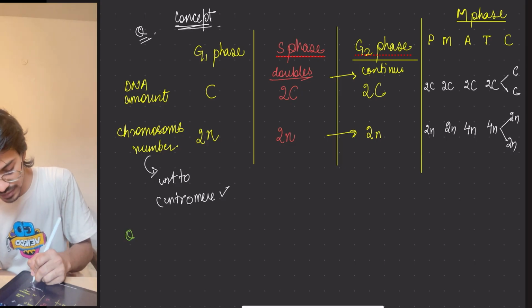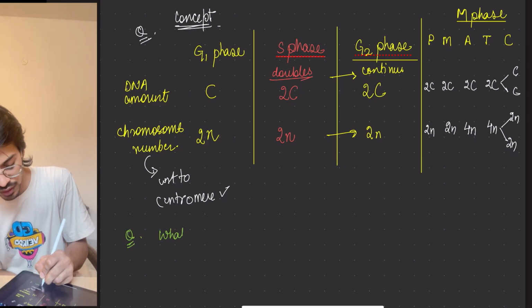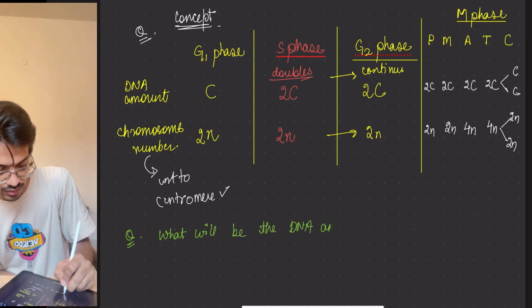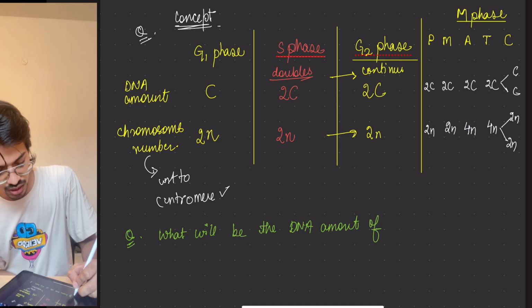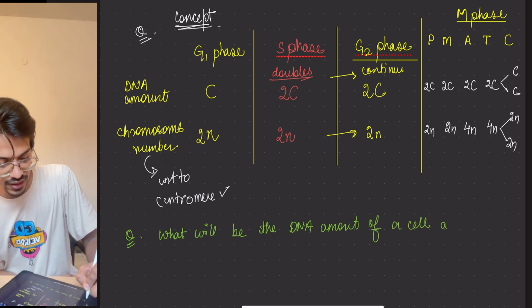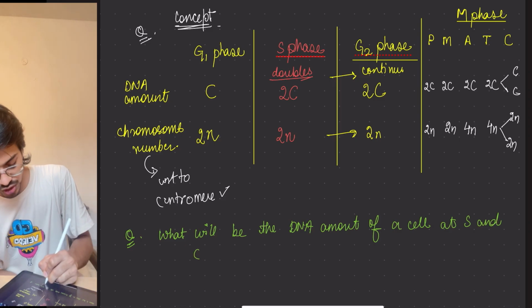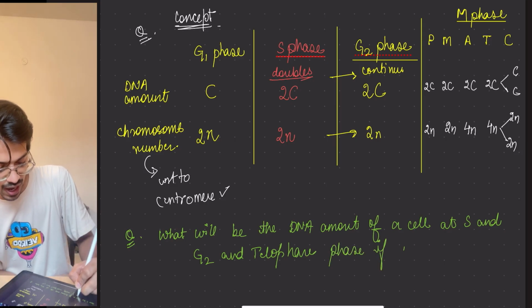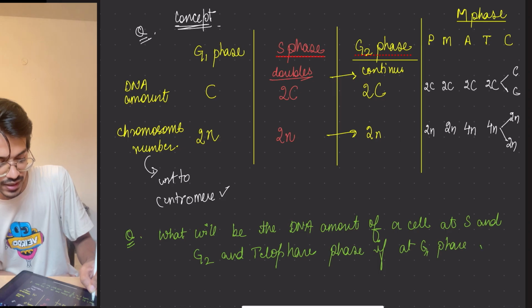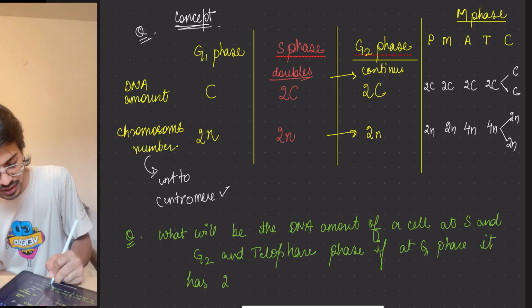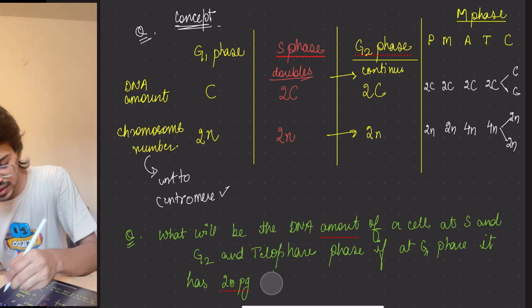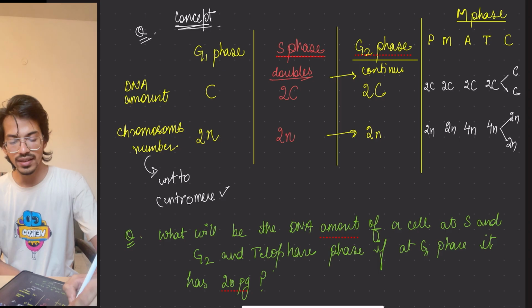So the question is: what will be the DNA amount of a cell at S, G2 and telophase phase if at G1 phase it has 20 picogram of DNA? So they have told us that this much amount of DNA is present.